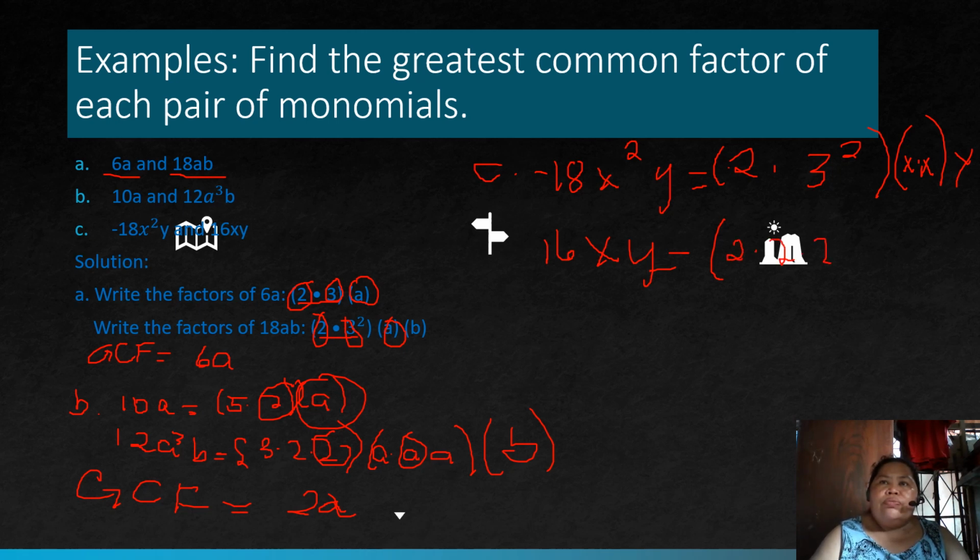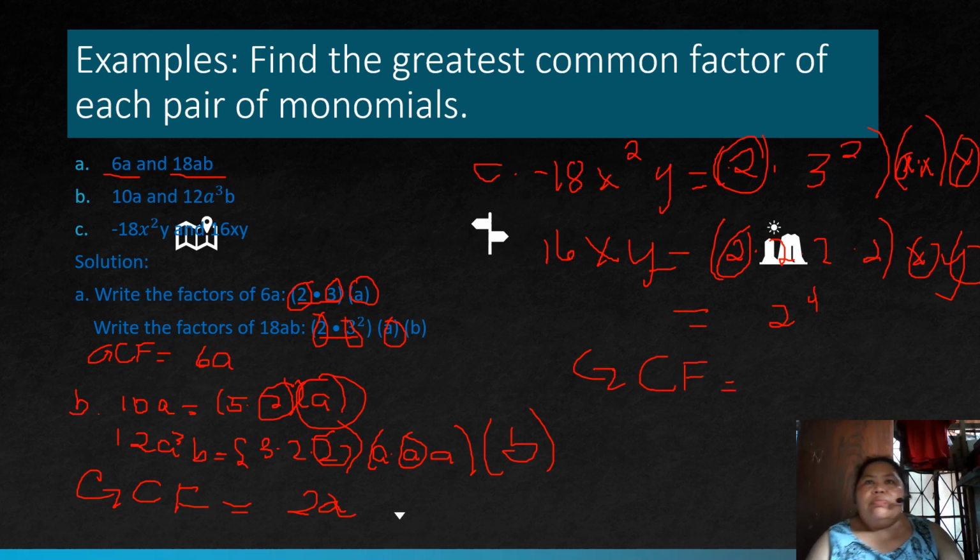2 times 2 is 4, times 2 is 8, times 2 is 16. And then xy. So we can write that also as 2 raised to 4. But as you can see here, we got only 2 common. And then of course we have the x, and then we have the y. So therefore, the GCF of negative 18x squared y and 16xy is 2xy. Right?